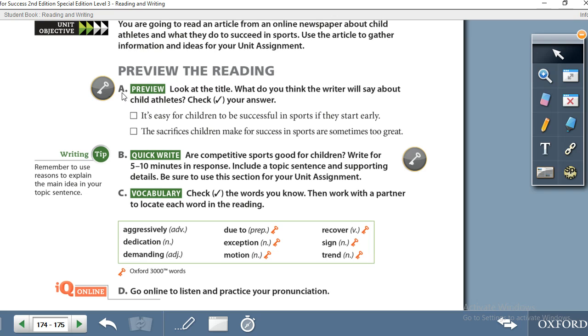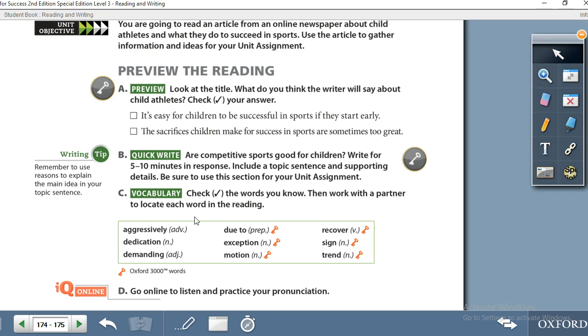So exercise A, preview, look at the title. What do you think the writer will say about child athletes? Check your answer. Exercise B, quick write. Are competitive sports good for children? Write for 5 to 10 minutes in response. Include a topic sentence and supporting details. Be sure to use this section for your unit assignment.